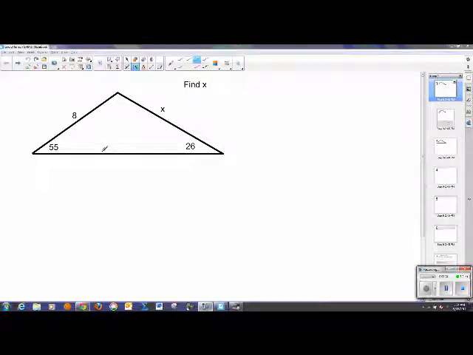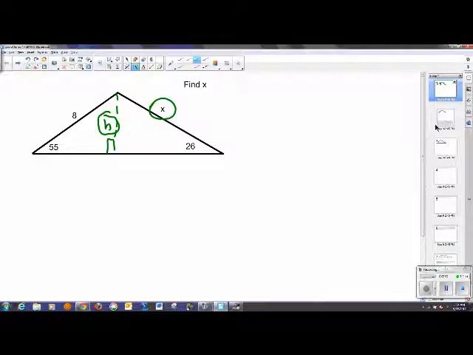If I wanted to solve this, I can eventually use those rules if I drop an altitude in and then create a right triangle. Then I could use a sine ratio to find the height. Once I have that height, I could take and use the angle of 26 to again use a sine ratio to find the missing value x. But that takes two steps, and it would be great if we could do it in one.